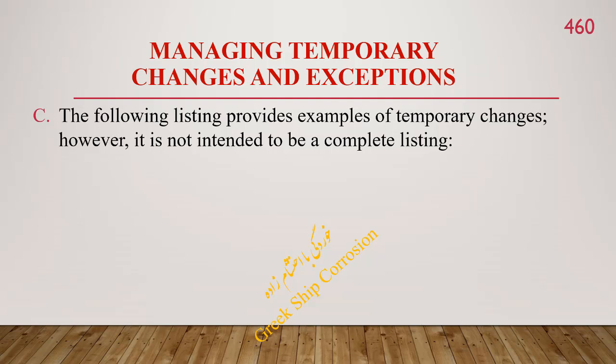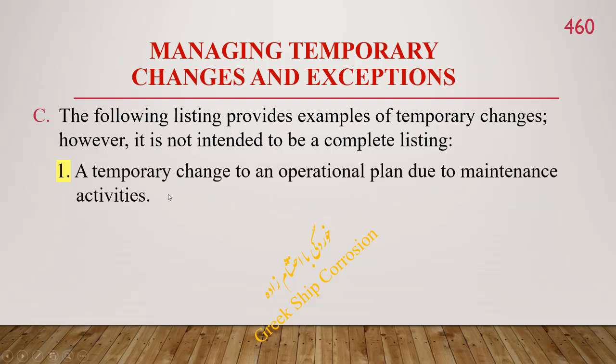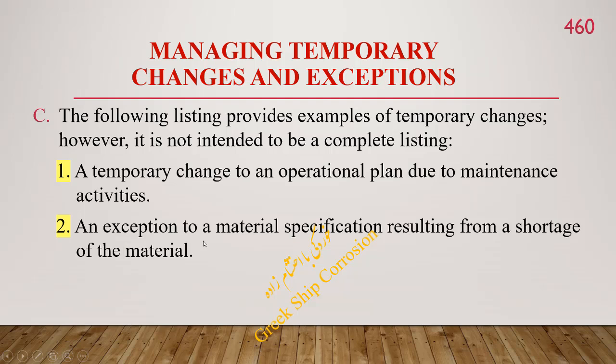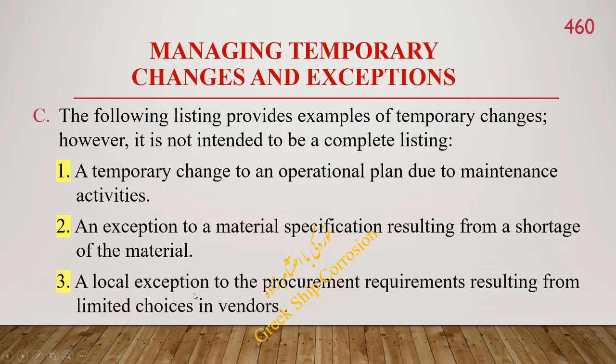The following listing provides examples of temporary changes. However, it is not intended to be a complete listing. 1. A temporary change to an operational plan due to maintenance activities. 2. An exception to a material specification resulting from a shortage of the material. 3. A local exception to the procurement requirements resulting from limited choices in vendors.